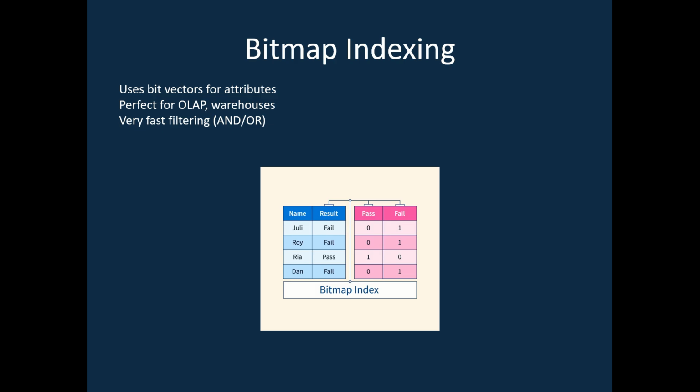The biggest advantage of these is that AND, OR, NOT operations can be performed quickly using bitmap indexing. So that's what bitmap indexing is for. As you can see in this example, we can differentiate between fail or pass. Wherever a person has failed, that column's bit value will be set to 1, and wherever the person has passed, it will be set to 1 like that. So that's what is happening here.